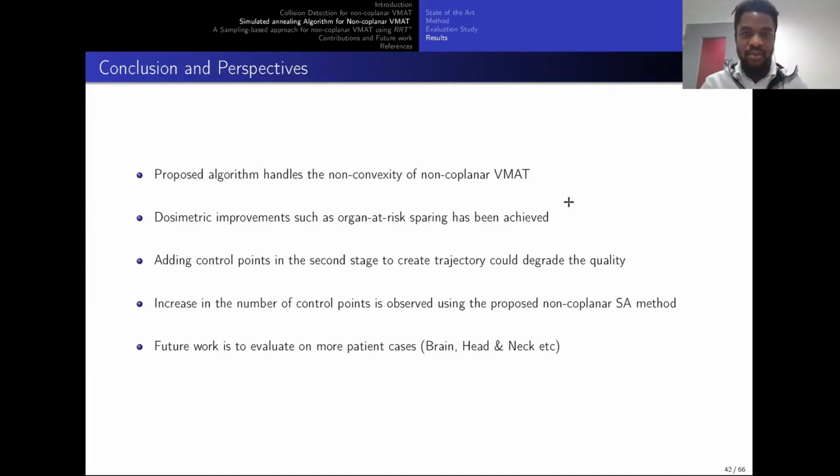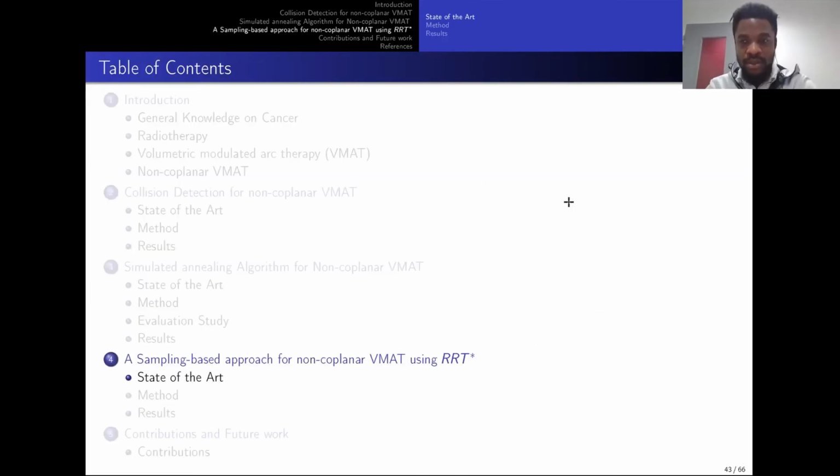For future work, we would like to evaluate this on more cases, for example more complex cases like the head and neck and the brain. The third methodology that we will present is the sampling-based approach for non-coplanar beam selection using rapidly expanding random trees. This approach is presented to handle the problem of where we insert intermediate beam orientations. We select some beams, and then we start to insert intermediate beam orientations. We want to handle this problem and create a trajectory that is much more natural, so that during the beam selection, we also think about the trajectory.